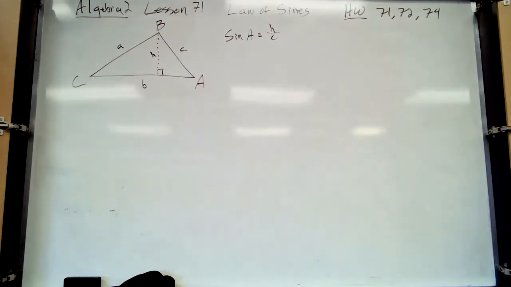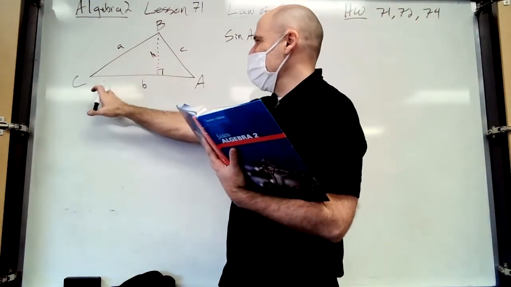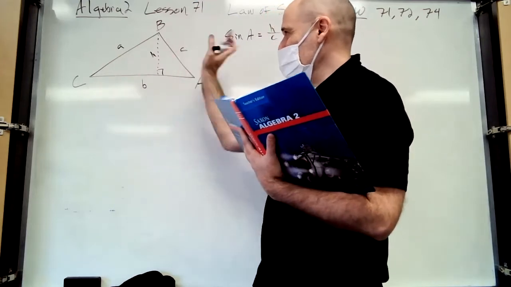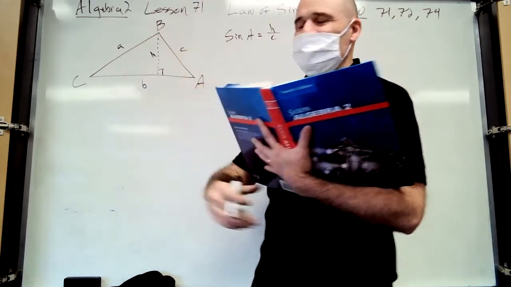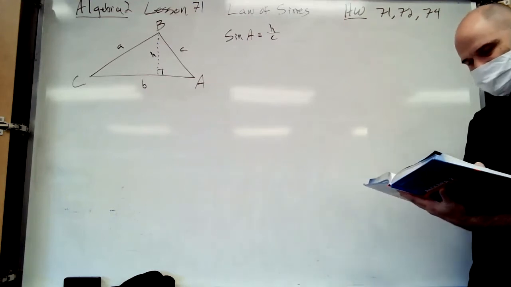So what would the sine of C be? Opposite over hypotenuse, so it would be H over A. Sine of C would be H over A. Sine of B, we don't know because that's in a different triangle, okay? But for now, just look at sine of A equals H over C, okay?